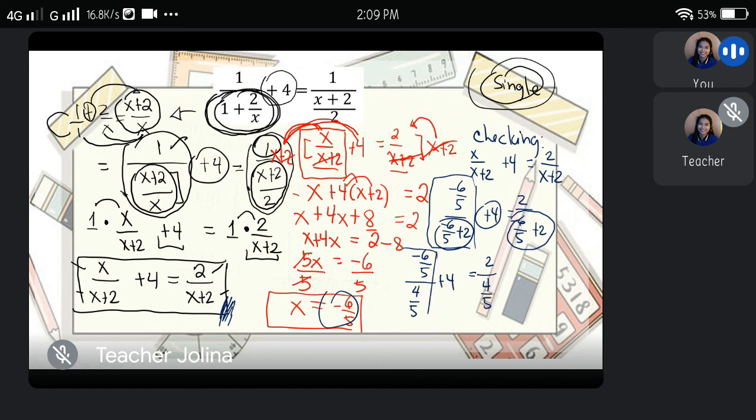Gamitin natin yung division of fraction. So we have to copy negative 6 over 5 kasi yan po yung numerator. Palitan yung division operation ng multiplication and then get the reciprocal ng 4 over 5. Ang reciprocal po niya is 5 over 4. Okay? So we have here plus 4 equals, ganun din dito. Copy the numerator 2. Change the operation into multiplication, and then 4 over 5 reciprocal is 5 over 4.